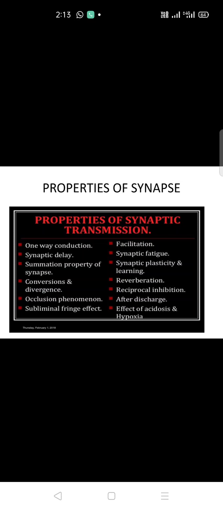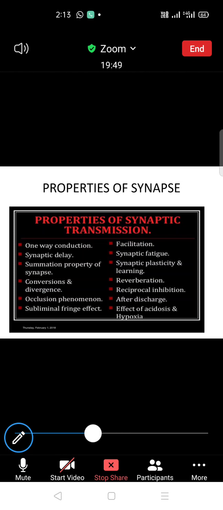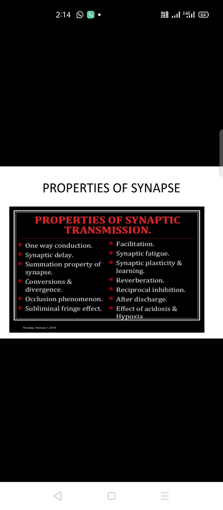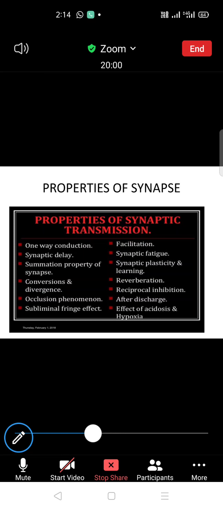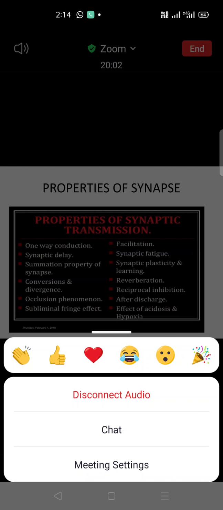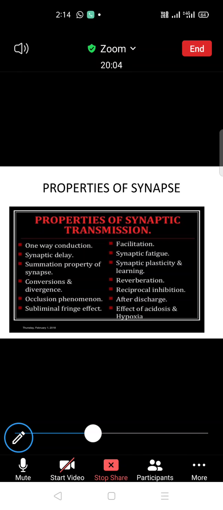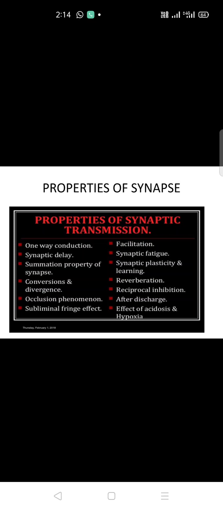Can we go to the properties of synapse? Yes. Okay, we will see the properties of synapse. So what are all the properties? We saw the properties of neuron already, but today we will see the properties of synapse, that is, synaptic transmission. So these are all the properties of synapse.